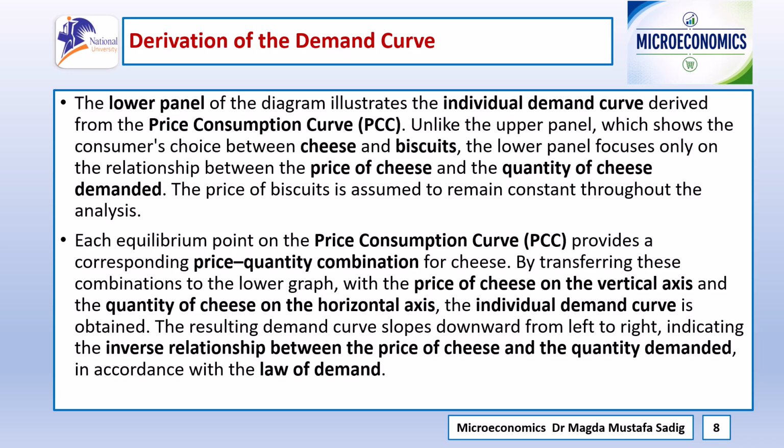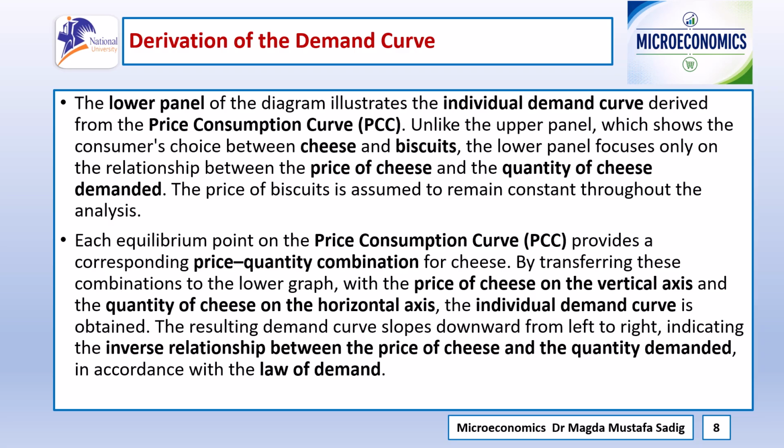I already explained this. The lower panel of the diagram illustrates the individual demand curve derived from the price consumption curve, unlike the upper panel, which shows the consumer's choice between cheese and biscuits. The lower panel focuses only on the relationship between the price of cheese and the quantity of cheese demanded. The price of biscuits is assumed to remain constant throughout the analysis.